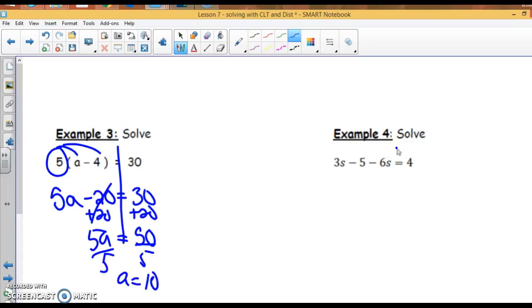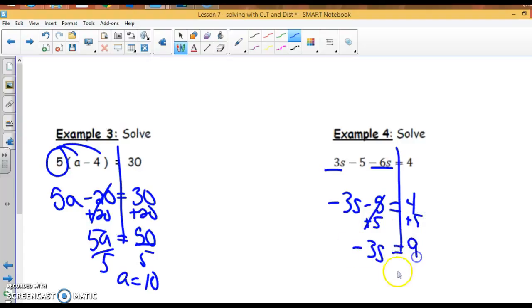Okay, here's one more. I need to combine like terms. 3s minus 6s is negative 3s. Bring down the minus 5 equals 4. Now I'm solving. So I add 5 to both sides. So I have negative 3s equals 9. Divide both sides by negative 3. s is negative 3.